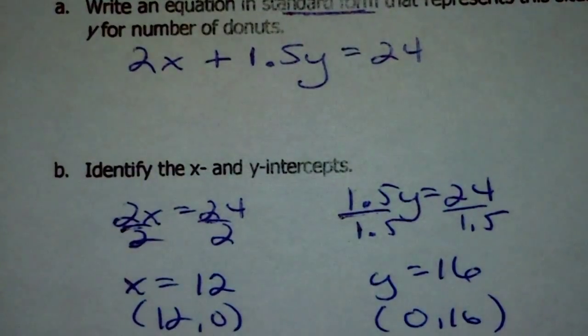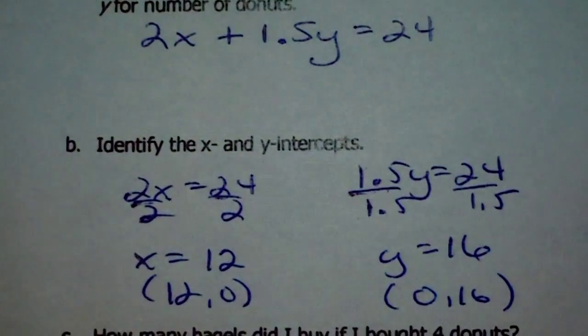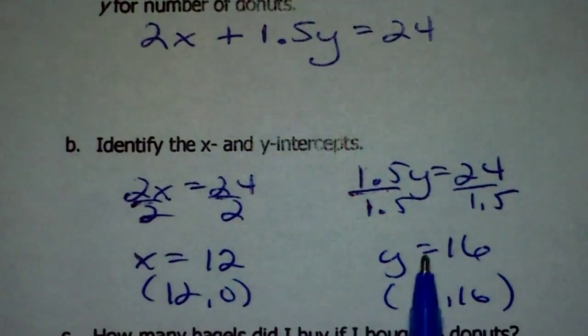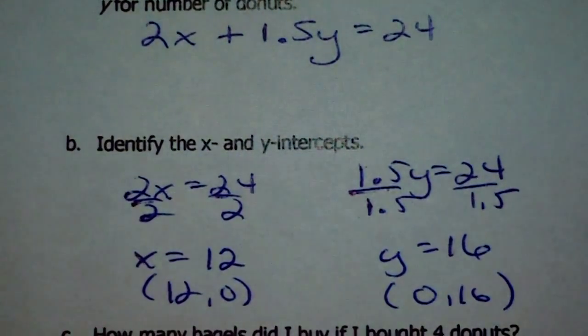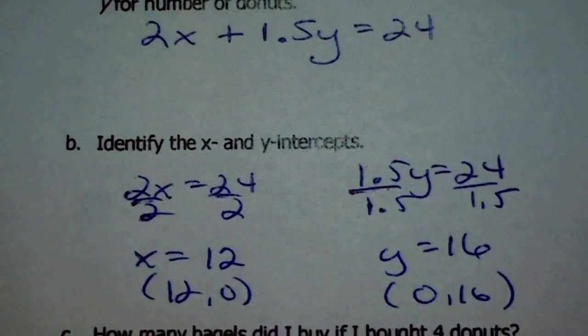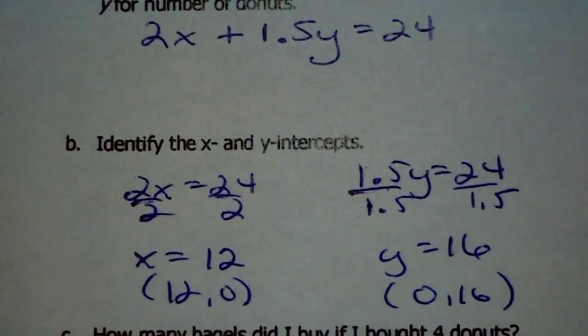And again, if you had to graph that, I didn't ask you to, so don't worry, but you would plot 12 on the x-axis, over 12 up 0, over 0 up 16, and we talked a lot in class about how every single point on that line represents the number of bagels and donuts I could purchase. I guess with this one it wouldn't be half amounts, because I don't really think you can go in and buy half of a donut. Who knows?